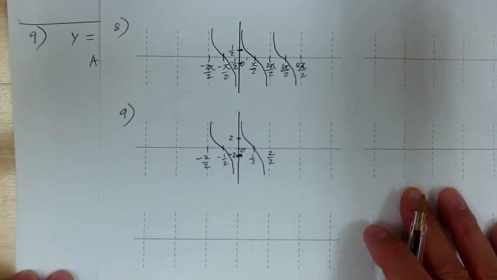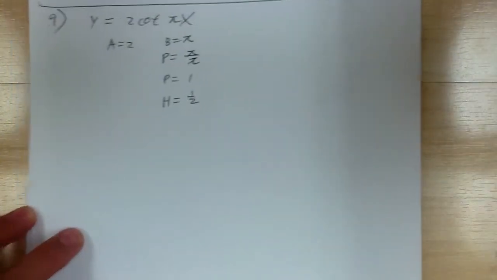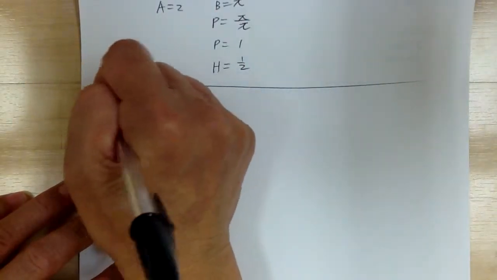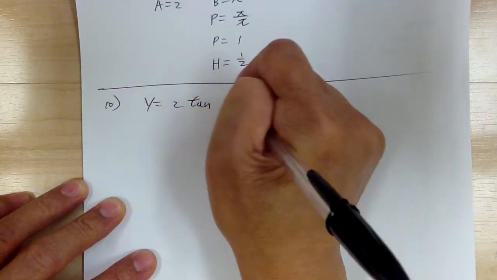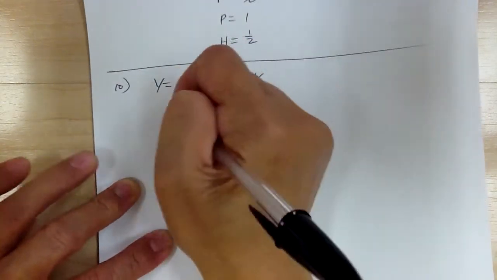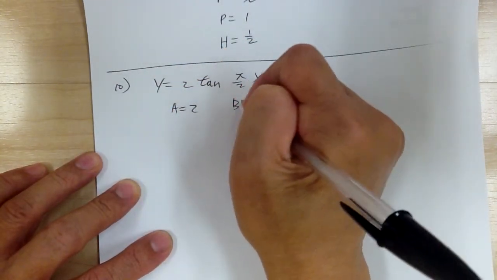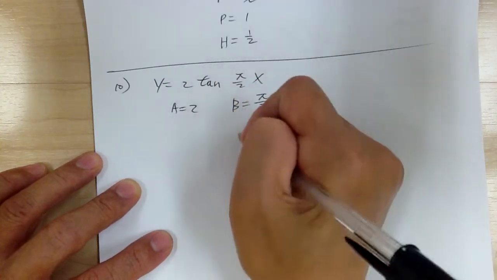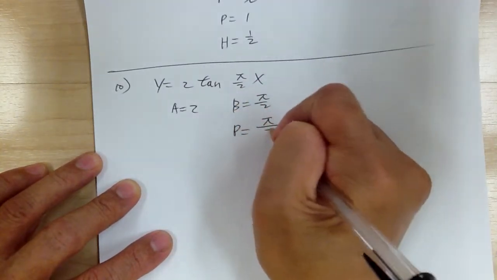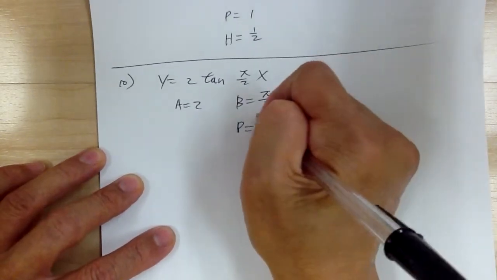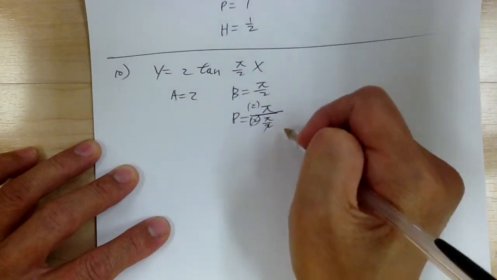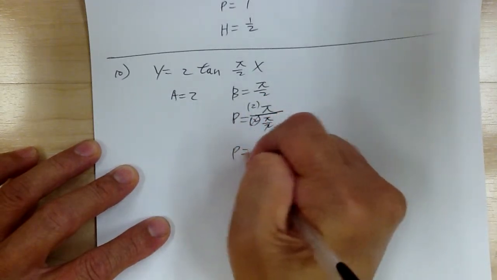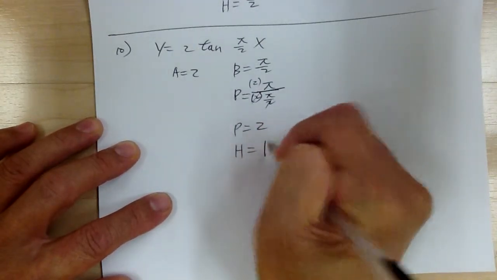Okay, now let's go to number 10. So number 10, you have to use number 6 on oral exercises. So you got y equal to 2 tangent of pi over 2 x. So you got a equal to 2, b equal to pi over 2. So period equal to pi over b. So multiply by common denominator. So this cancels out, and you got 2 pi over pi. So period equal to 2. The half wave is equal to 1.